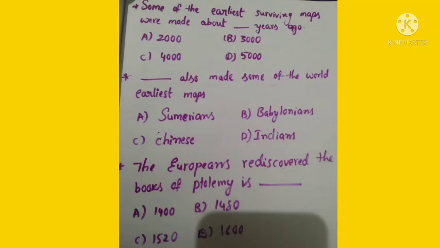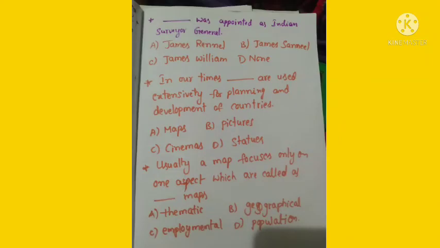The Europeans rediscovered the books of Ptolemy in dash, in which year? A. 1400, B. 1480, C. 1520, D. 1600. Answer is B. 1480. Dash was appointed as Indian Surveyor General. Options: A. James Rennell, B. James Zarran, C. James William, D. None. Answer is A. James Rennell.